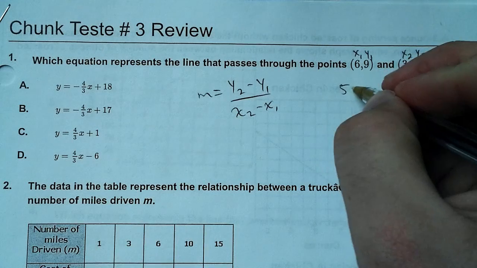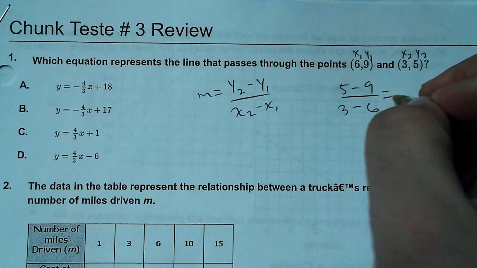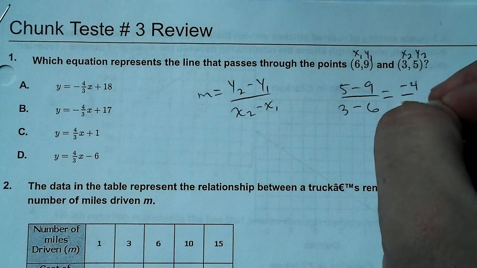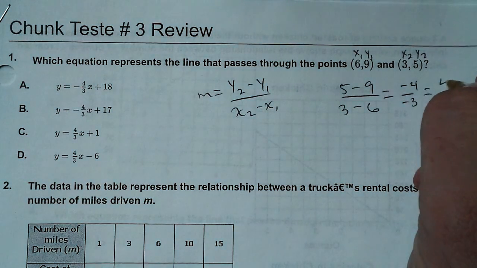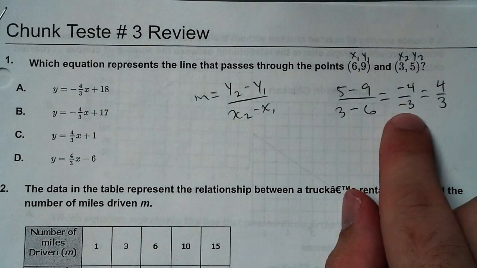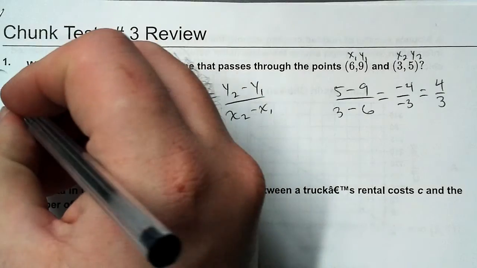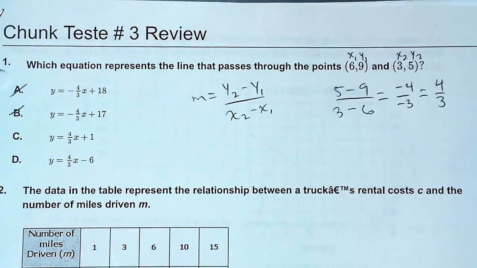So it's going to be 5 minus 9 over 3 minus 6, which will give us negative 4 over negative 3, which does simplify to 4 over 3. Remember, when you have a negative divided by a negative, it becomes a positive. So we can already eliminate answer A and answer B.